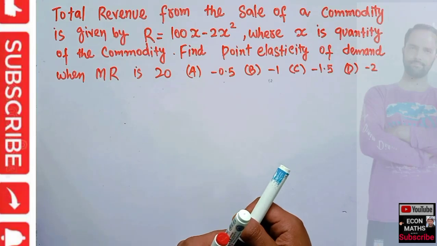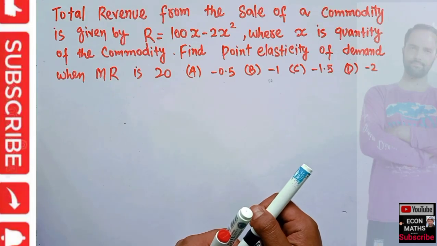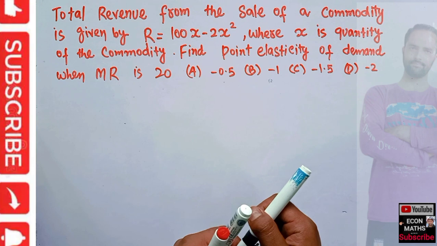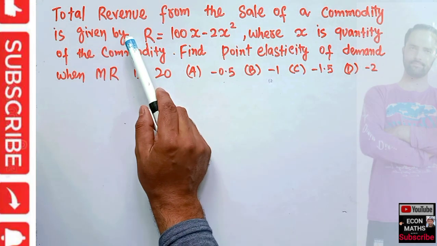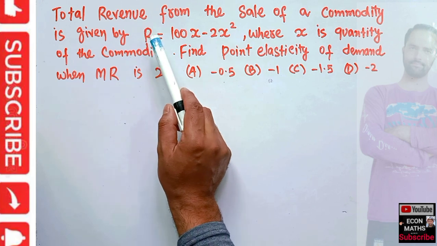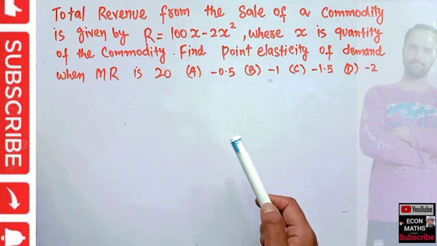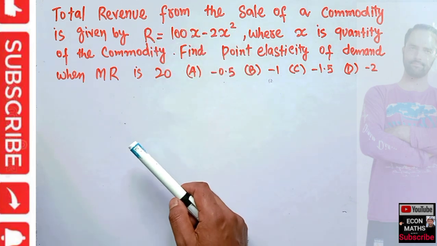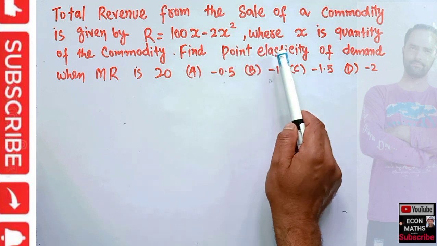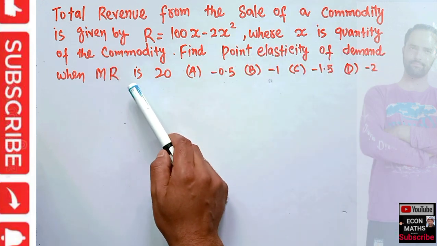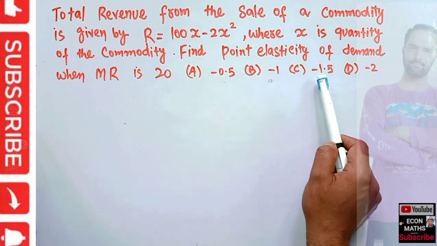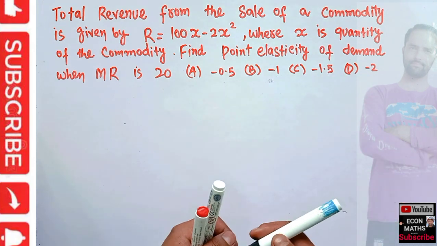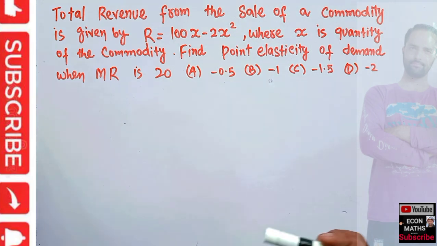In this video, we will learn how to find the point elasticity of demand from the given revenue function. The question is: the total revenue from the sale of a commodity is given as R equal to 100x minus 2x square, where x denotes the quantity. Find the point elasticity of demand when marginal revenue is 20. The options are 0.5, -1, -1.5, and -2.